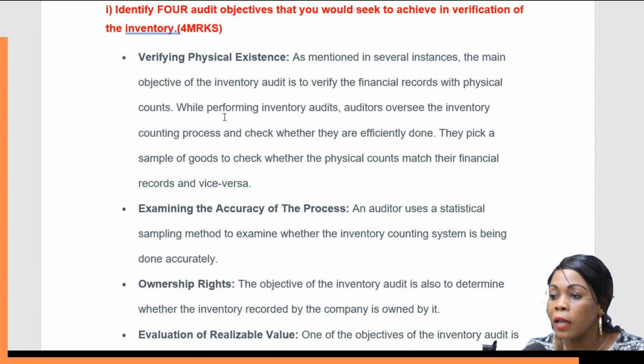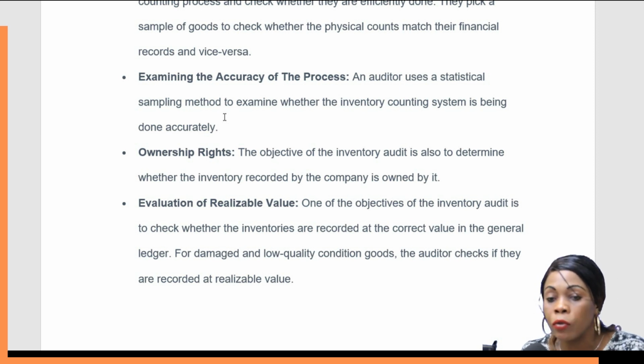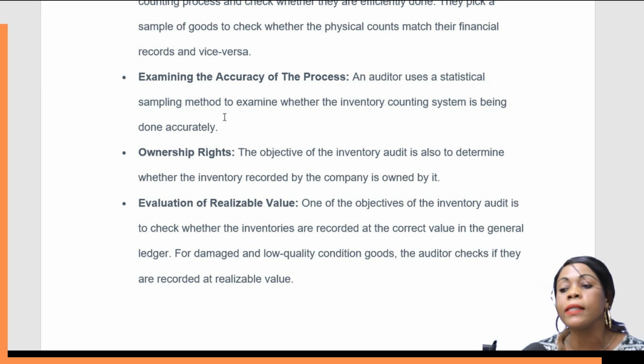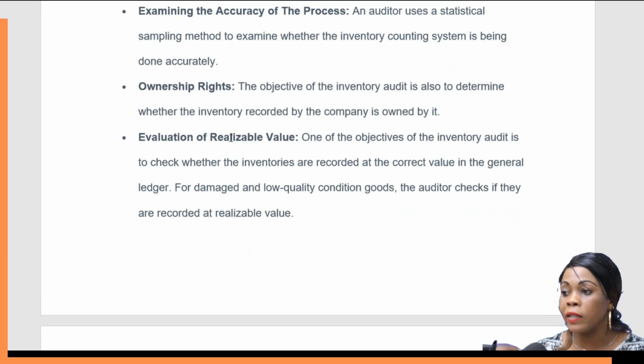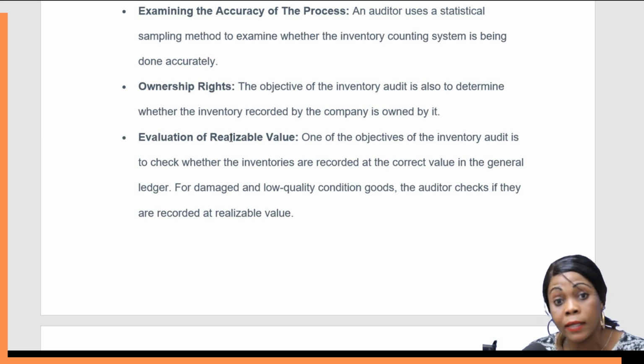Another objective of verification of inventory is examining the accuracy of the process. Okay, an auditor uses statistical sampling methods to examine whether the inventory counting system is done accurately. Another objective is ownership rights. The objective of the inventory audit is also to determine whether the inventory recorded by the company is also owned by that company. Okay, that's the other objective.